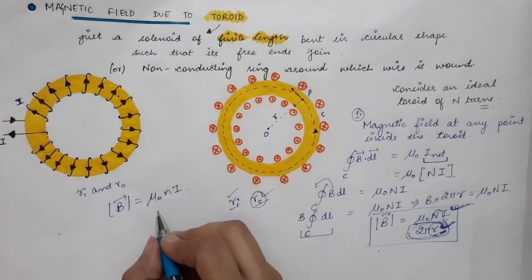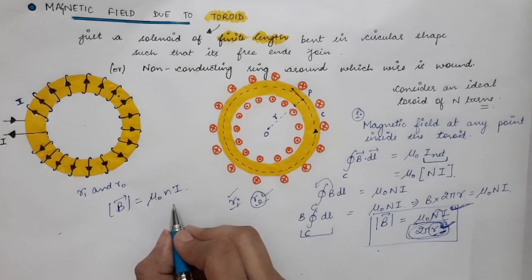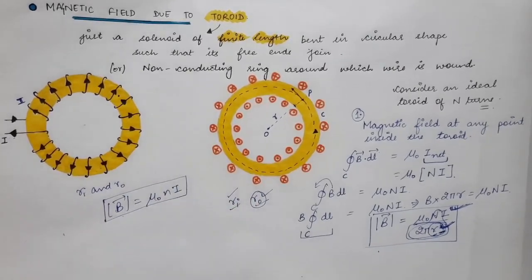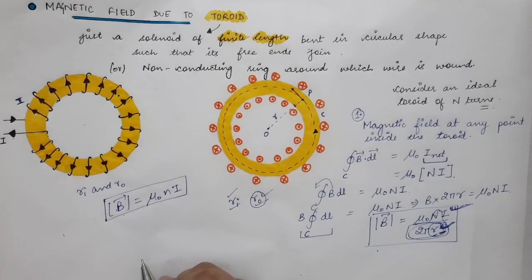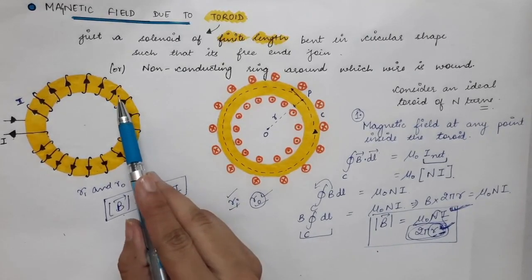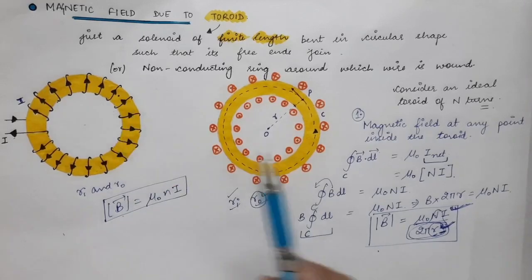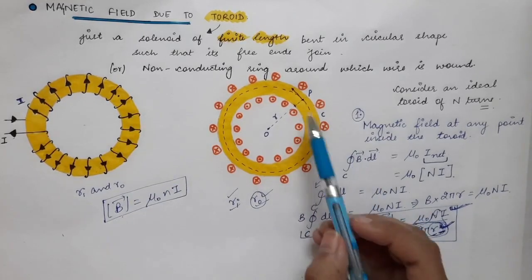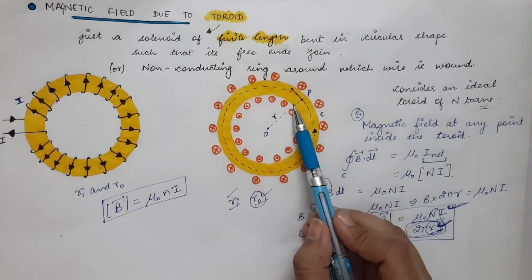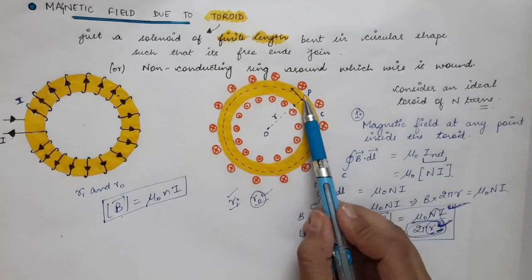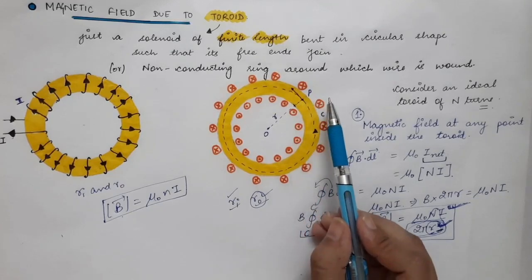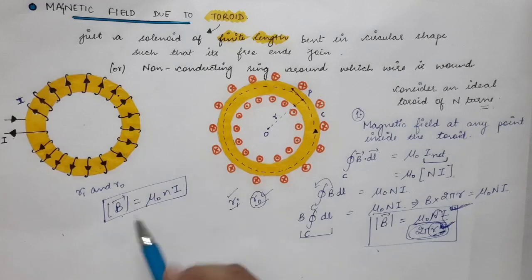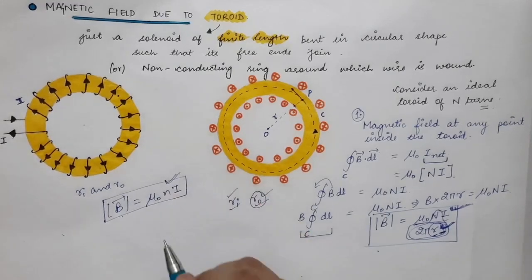So thus we can see that the magnetic field inside the toroid has a constant magnitude if the cross section of the toroid is small, and if the cross section is not small, in that case the magnetic field close to the inner edge is more, and as you are moving towards the outer edge the magnetic field will decrease. But if the cross section is small, in that case the magnetic field will be constant.